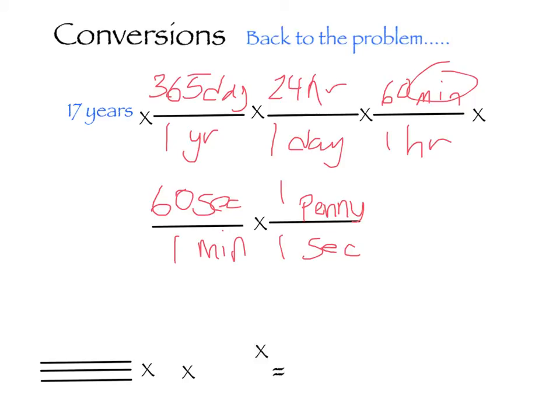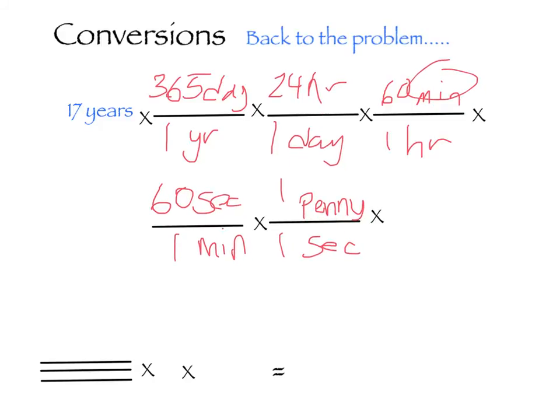Alright, we're still not done because remember we're looking for dollars. We're close, but we're looking for dollars. So we're going to do one last fraction, and in that fraction we're going to take pennies and put it on the bottom, and then we're going to put dollars on the top, and we know that there are 100 pennies for every dollar.